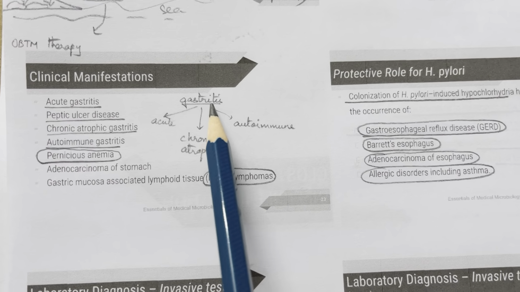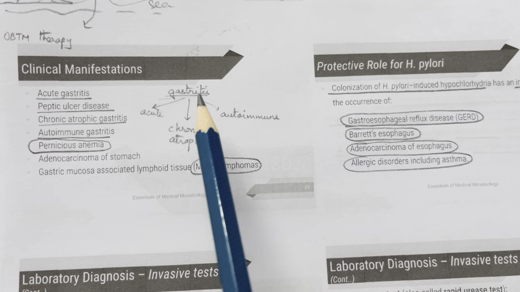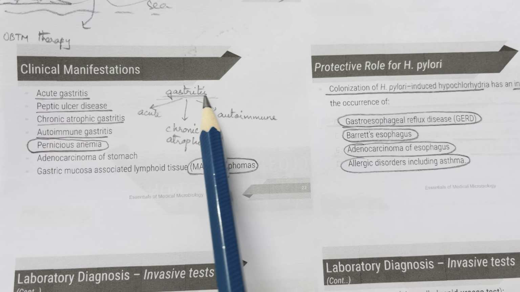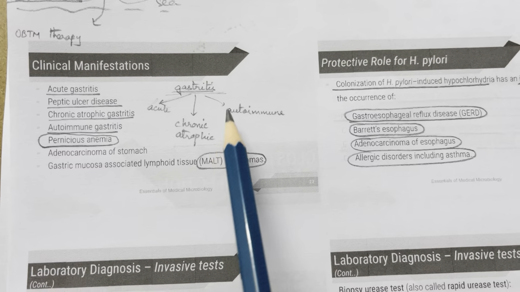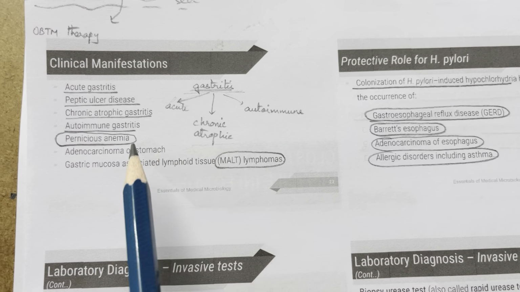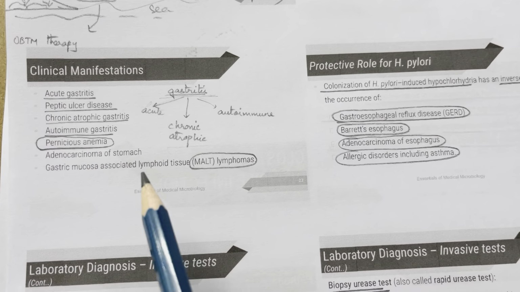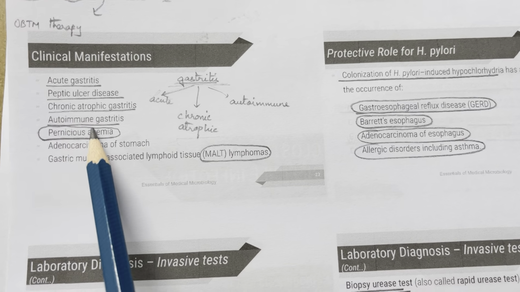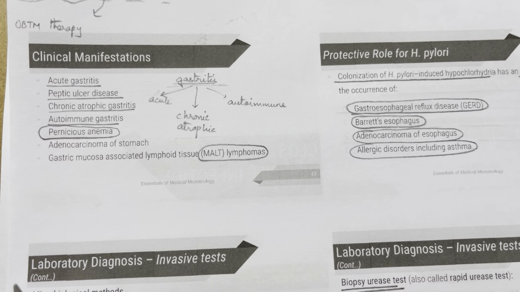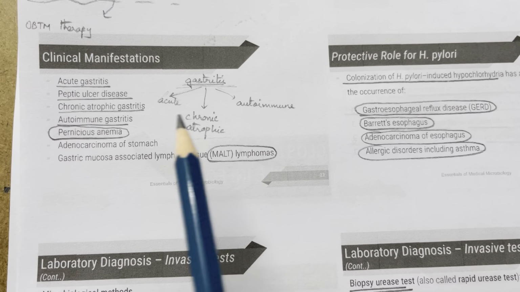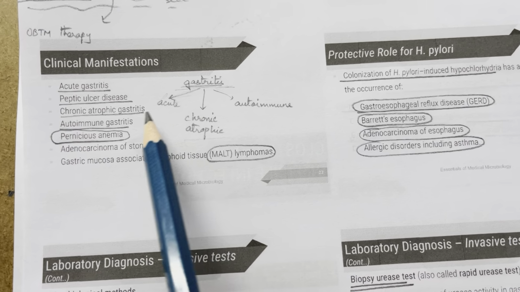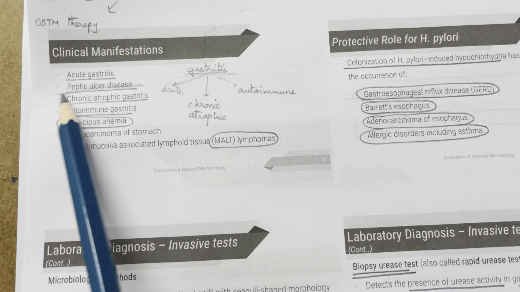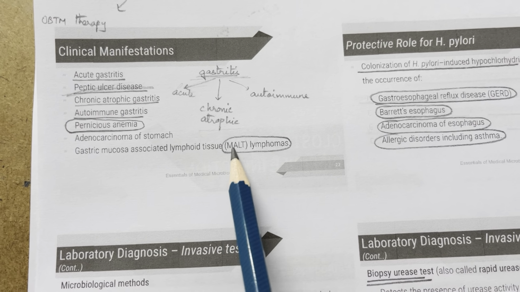So what are the clinical manifestations? Obviously, it is invading the gastric mucosa. There will be inflammation to some extent, so gastritis. It could be acute gastritis or chronic atrophic gastritis or autoimmune gastritis, or because there is a reduction in the stomach acid, there is pernicious anemia, because HCl and intrinsic factor are both secreted together. If there is a decrease, then there is pernicious anemia. It obviously causes peptic ulcer disease, and also MALT lymphomas.